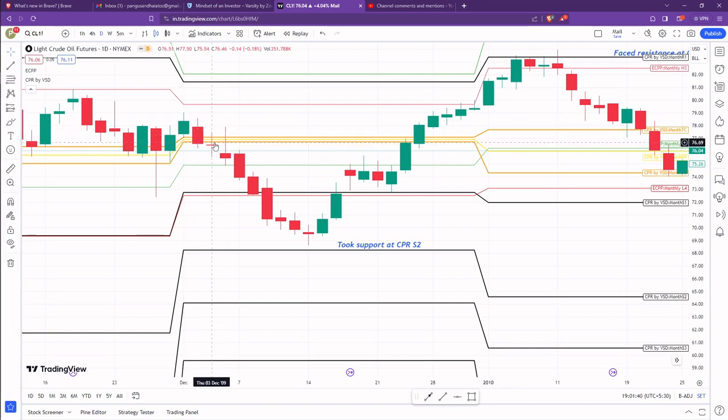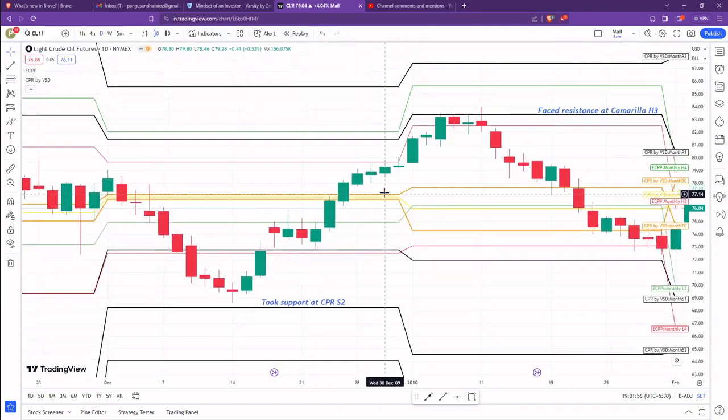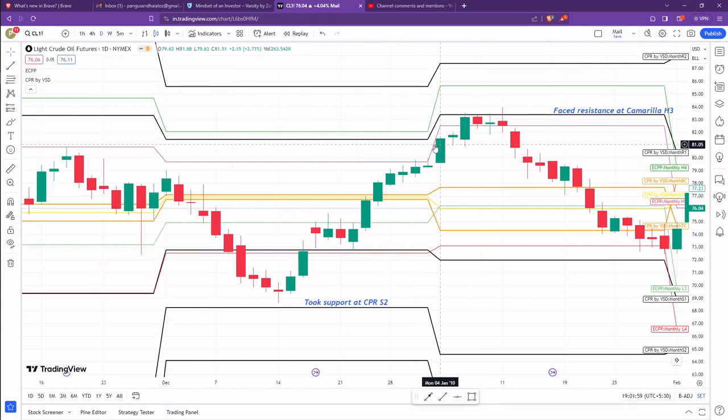Okay, these are the resistances which he has faced at the CPR zone, and then came towards CPR S2 and then started taking support. So once it started taking the support from this zone, the price started moving further upside, and now it started facing resistance at the H3. Okay, now you have to understand a simple concept.